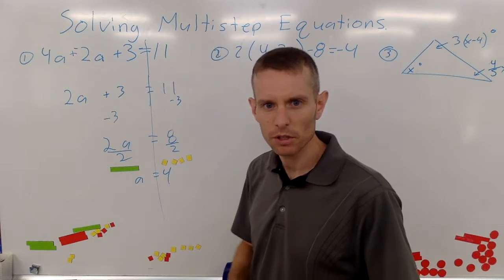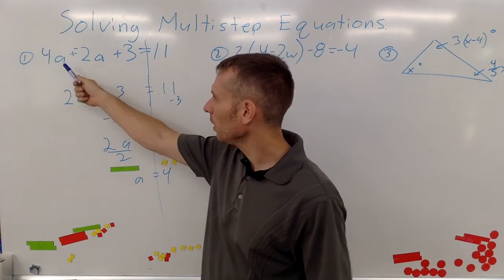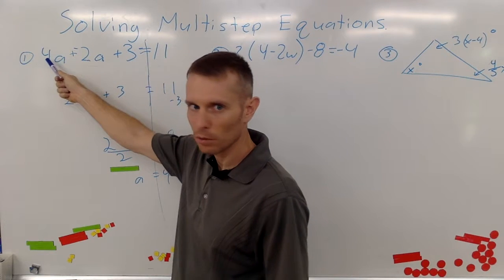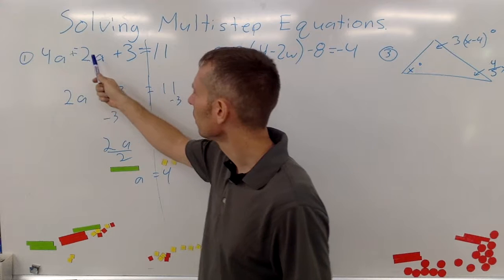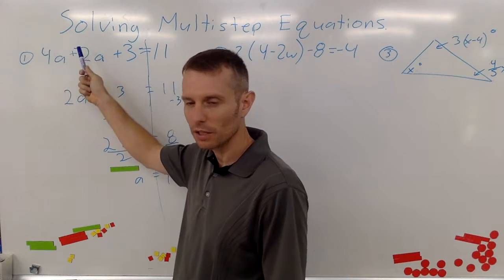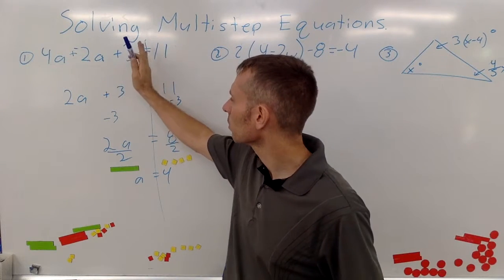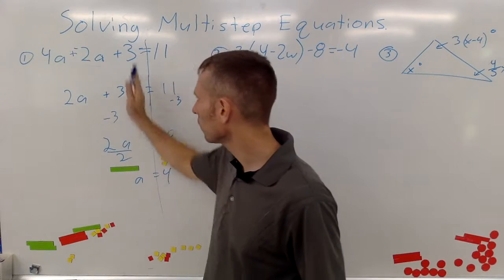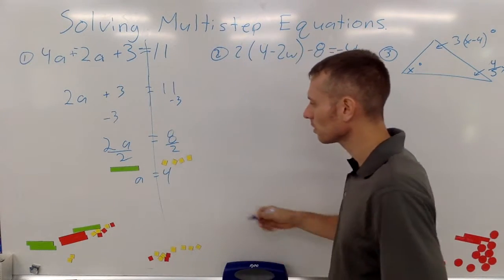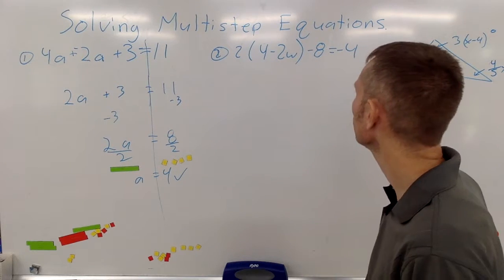Now, of course, I'm going to check my answer. I'm going to put 4 in for a into my original equation. So 4 times 4 would be 16. 4 times negative 2 would be negative 8. So 16 and negative 8 is 8. 8 plus 3 is 11. So this side, if a is 4, ends up being 11. That's equal to this 11. So this is the correct answer. Okay, let's move on to another one.